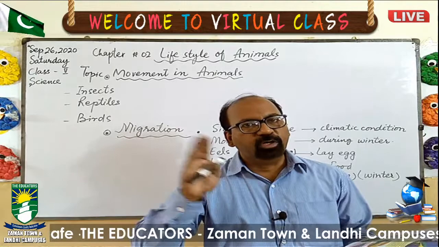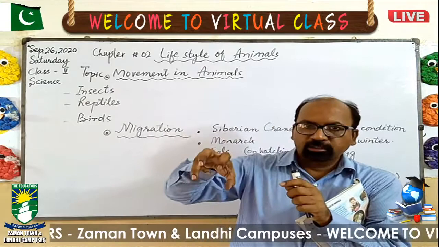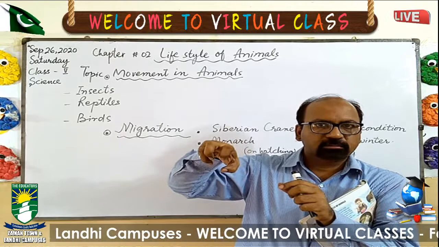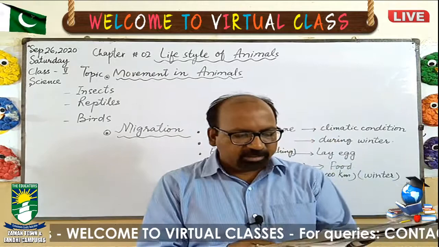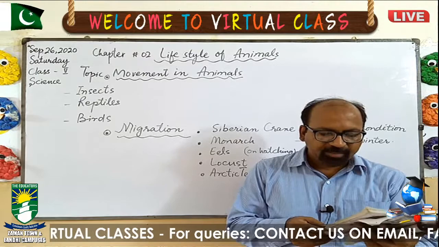Perch means to hold the branch of the tree with the claws. Okay, this is called perch. So let's read. The forelimbs of the birds are modified into wings. They use them to fly. They use their hind limbs to walk, run, hop.